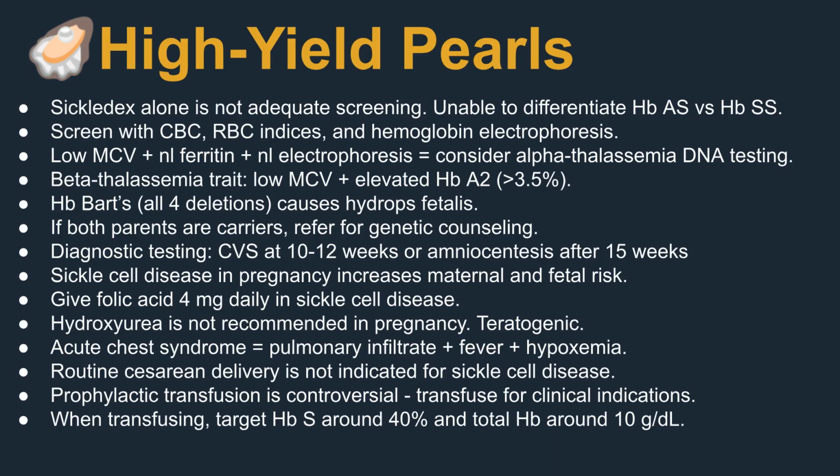Sickle cell disease in pregnancy increases maternal and fetal risk. Give folic acid 4 milligrams daily in sickle cell disease. Hydroxyurea is not recommended in pregnancy, as it is teratogenic. Acute chest syndrome equals pulmonary infiltrate plus fever plus hypoxemia. Routine cesarean delivery is not indicated for sickle cell disease. Prophylactic transfusion is controversial. Transfuse for clinical indications. When transfusing, target HbS around 40% and total Hb around 10 grams per deciliter.